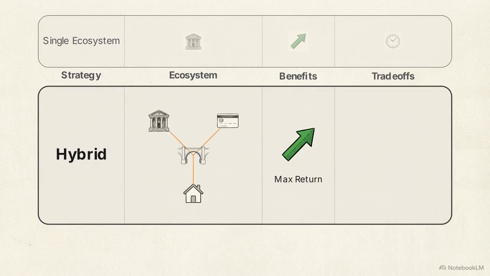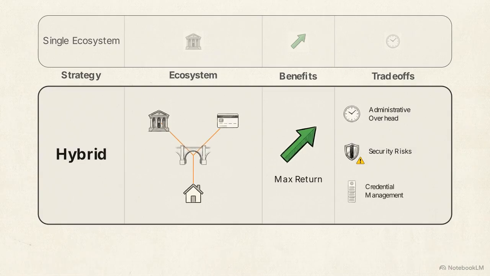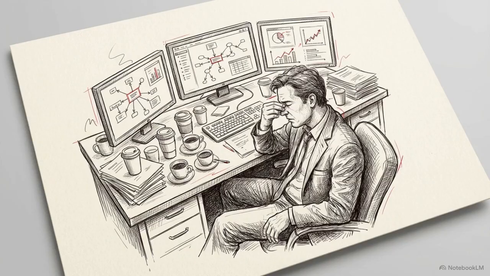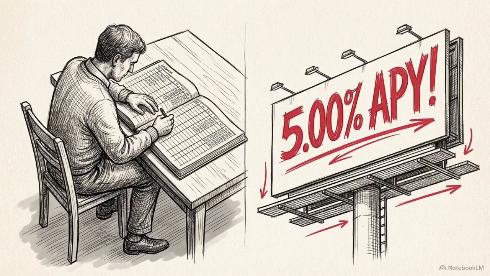You utilize the best product for every specific need. But the trade-off is a massive increase in administrative overhead and security risks, requiring strict credential management across platforms. The hybrid strategy yields the highest financial return, but it requires you to manage your personal finances like a part-time job. So how do you decide?